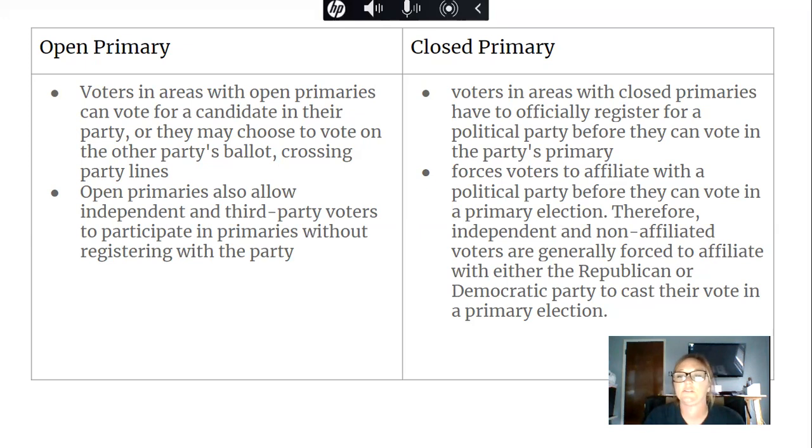So it forces voters to affiliate with a political party before they can vote in a primary, and therefore independent and non-affiliated voters are generally forced to affiliate with either the Republican or the Democratic parties to cast their vote in a primary election. And again, it just depends on the state with the open and closed.